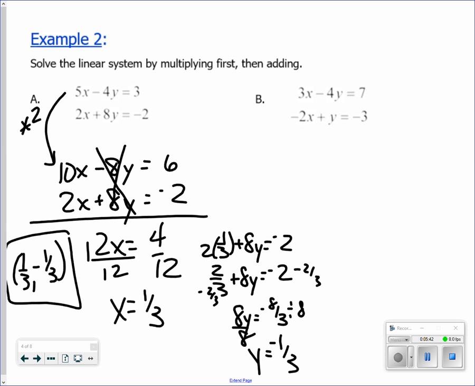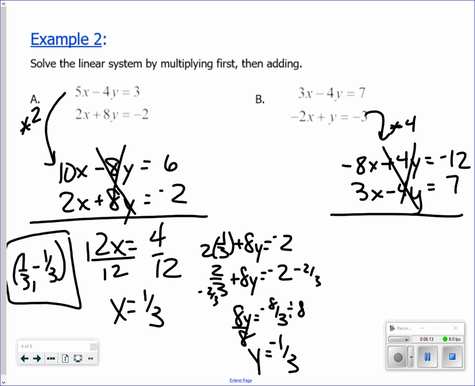So a horrible example here. I'm going to go ahead and move on relatively quickly here and hope that the next one isn't necessarily quite that rough. I want to create opposites. So what if I multiplied this bottom one times 4? So I have -8x, +4y, and -12. So I multiplied the bottom one times 4. And then I left the top one alone.